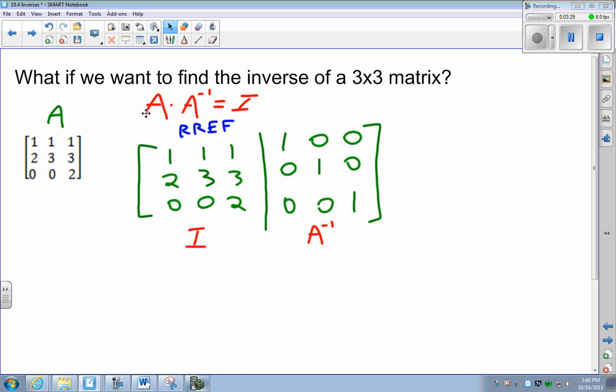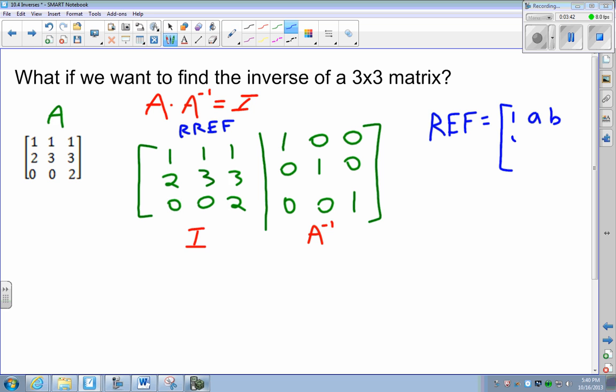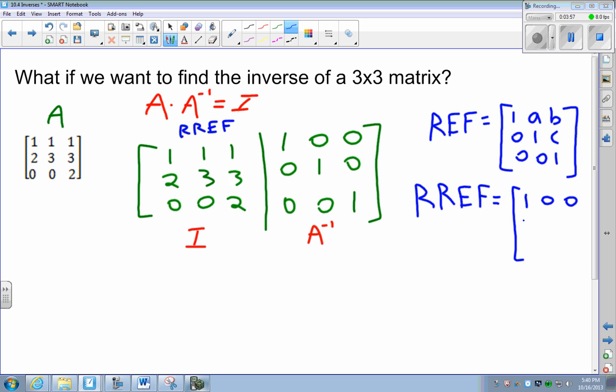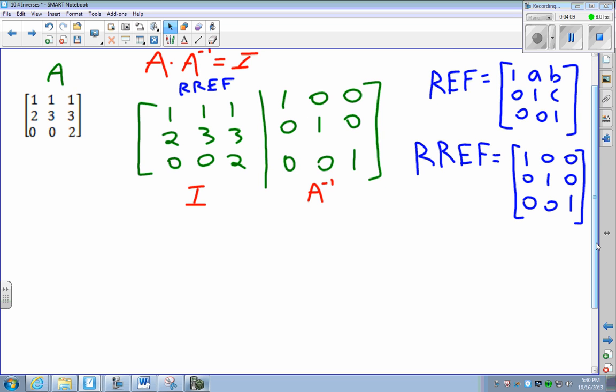Now RREF is a step further than REF. REF, you should all know fairly well by now, is, if we're looking at a 3x3 matrix, this matrix right here. But if we RREF a matrix, it's taken a step further, and instead of having zeros only underneath the ones, we're also going to have zeros above our ones on the diagonal. Okay, so let's RREF this whole matrix.